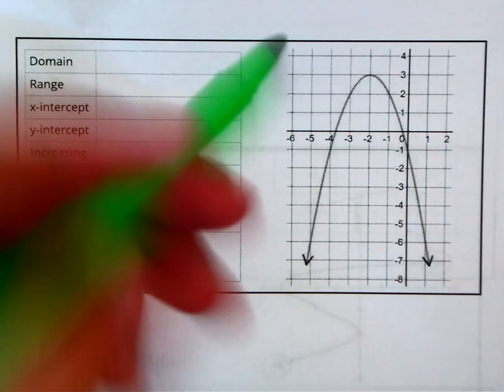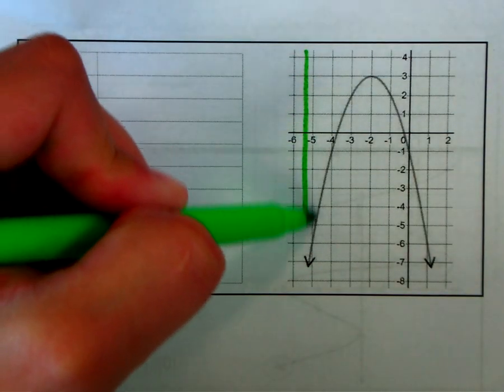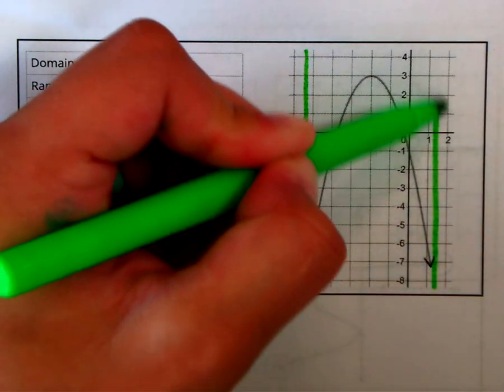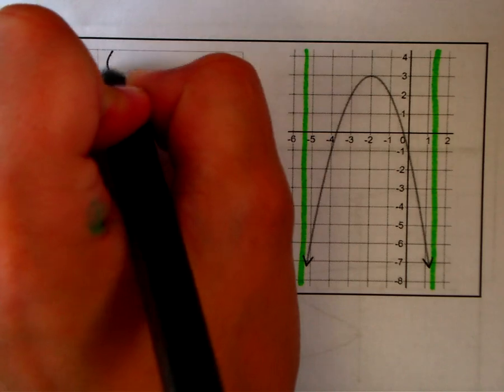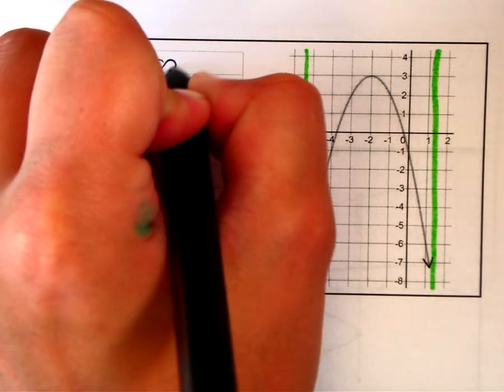Domain is left to right. On the left side, I have an arrow. And on the right side, I have an arrow, so that means I'm approaching infinities on both sides. So my domain is going to be from negative infinity to positive infinity.